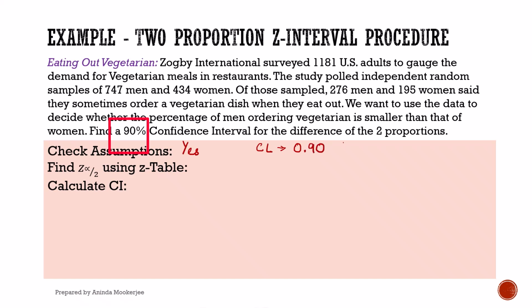So alpha is 1 minus 0.90, which is 0.10. But you have to divide alpha into two equal parts. For any confidence interval calculation, alpha will need to be divided by 2, and that will be 0.05. So now we will have to find z of 0.05, which has a z value of 1.645.